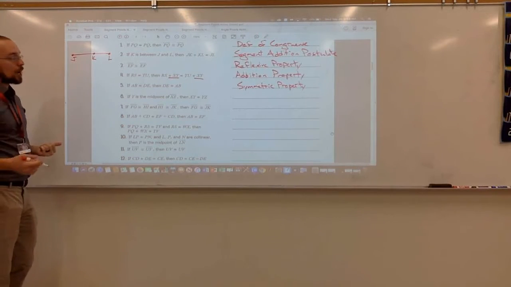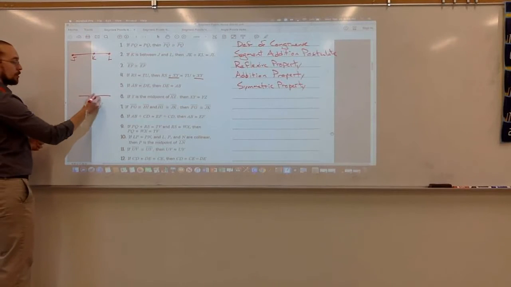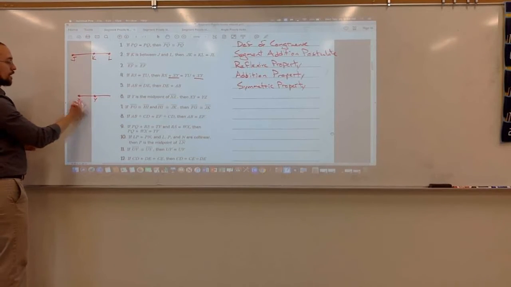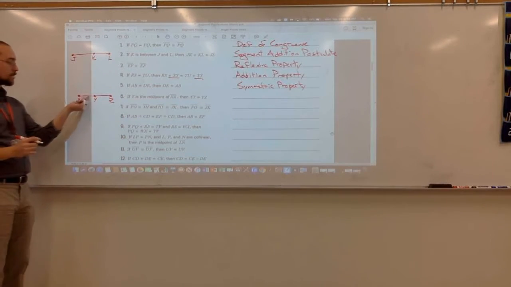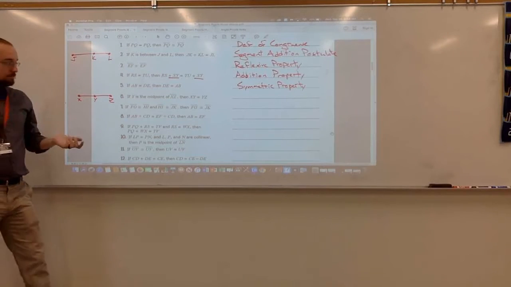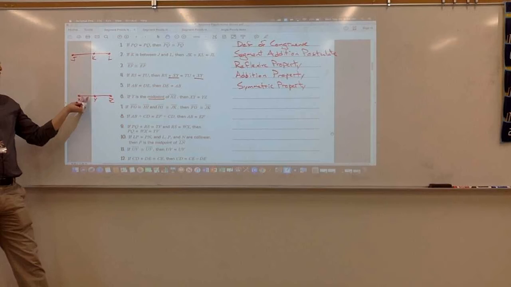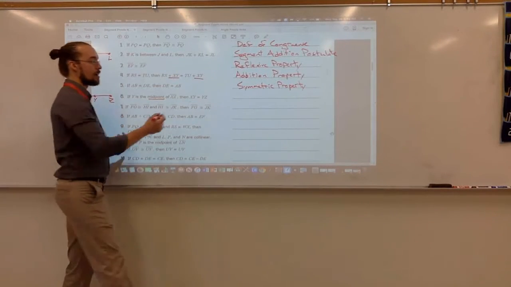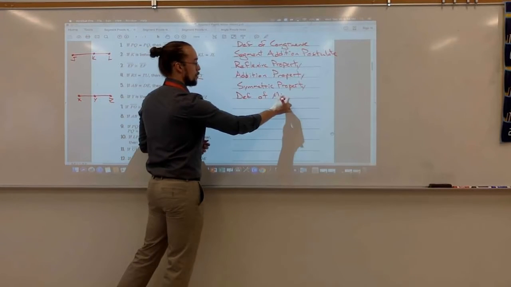6, if Y is the midpoint of XZ. So again, let's sketch that out. So we're saying Y is right in the middle of X and Z. Well, then they say XY equals YZ. That's just our definition of a midpoint. And if I know that something is a midpoint, that cuts the segment exactly in half. So this one would be definition of midpoint.